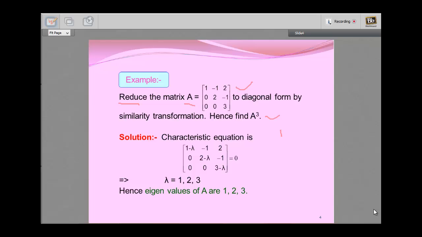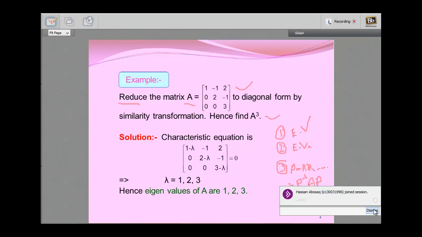As I told you, if you want to diagonalize a matrix, there are 3 steps. In step number 1, find the eigenvalues. In step number 2, find the eigenvectors. And step number 3, find the capital P, such that P is equal to P1, P2, P3, and so on, and such that D is equal to P inverse AP. That is called the diagonalization. So in these 3 steps, we will solve this problem.